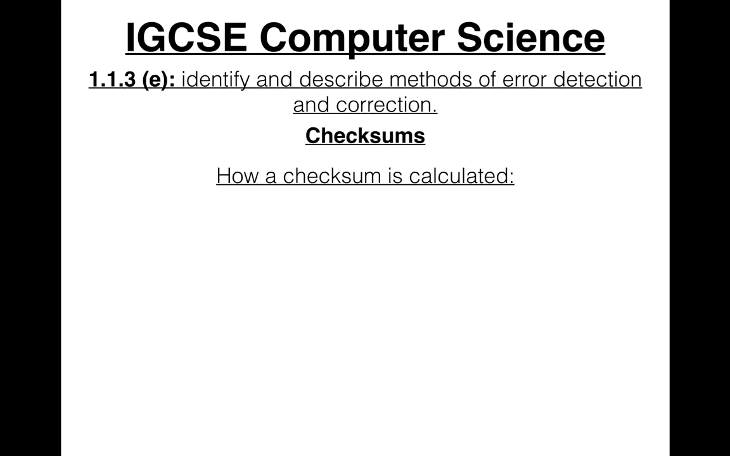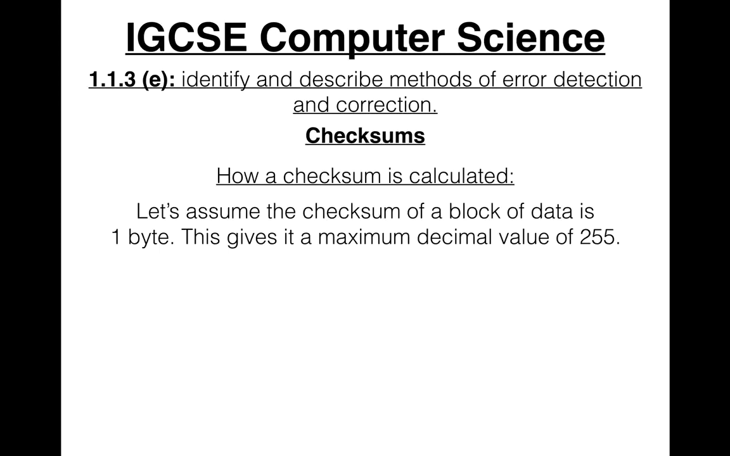So how is a checksum calculated? Well, it's a simple algorithm. Let's assume the checksum of a block of data is 1 byte, which gives it a maximum decimal value of 255, as in a decimal value, as in base 10.